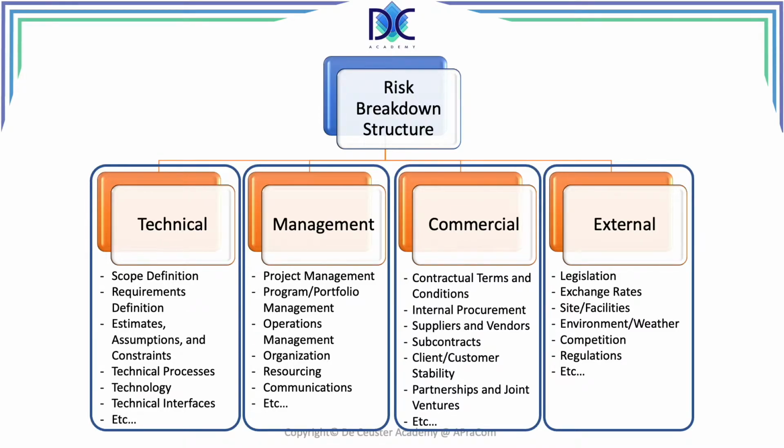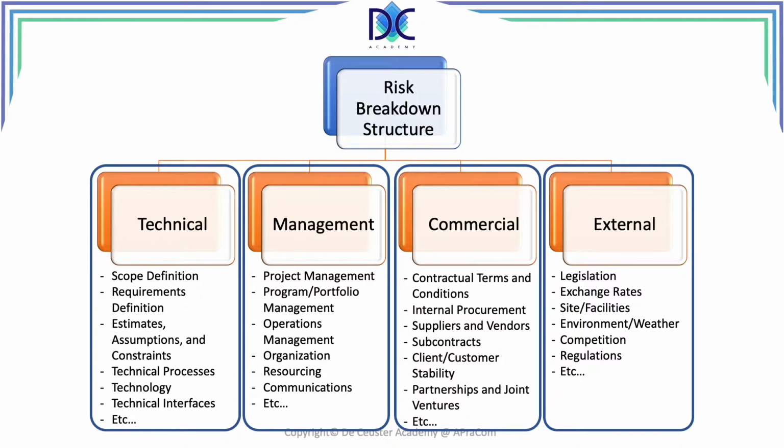Commercial risks are also very important. We look at terms and conditions for contracts, internal procedures and procurement, suppliers and vendors, subcontracts, clients, customer stability, partnerships and joint venture. And we also have external elements which relate typically to legislation, exchange rates, site and facilities, environment, weather, competition, regulation.